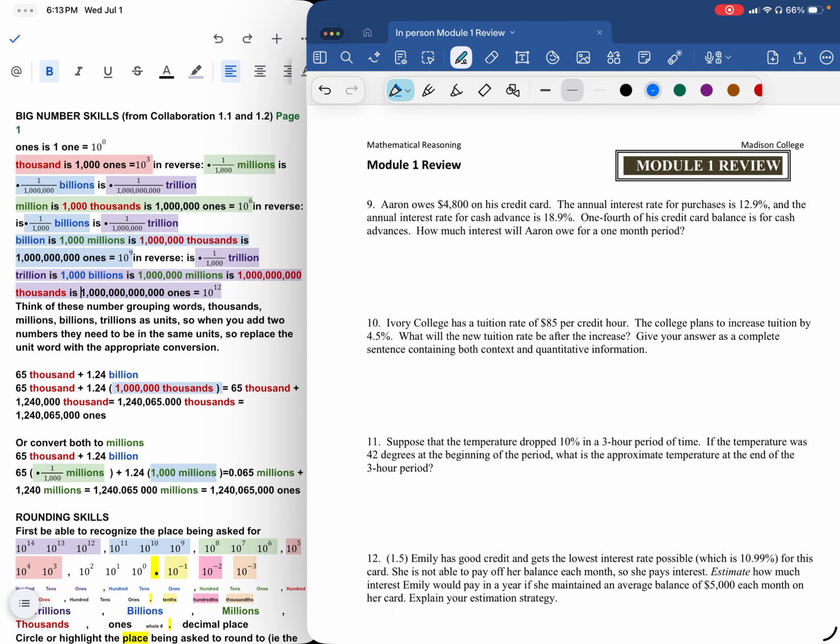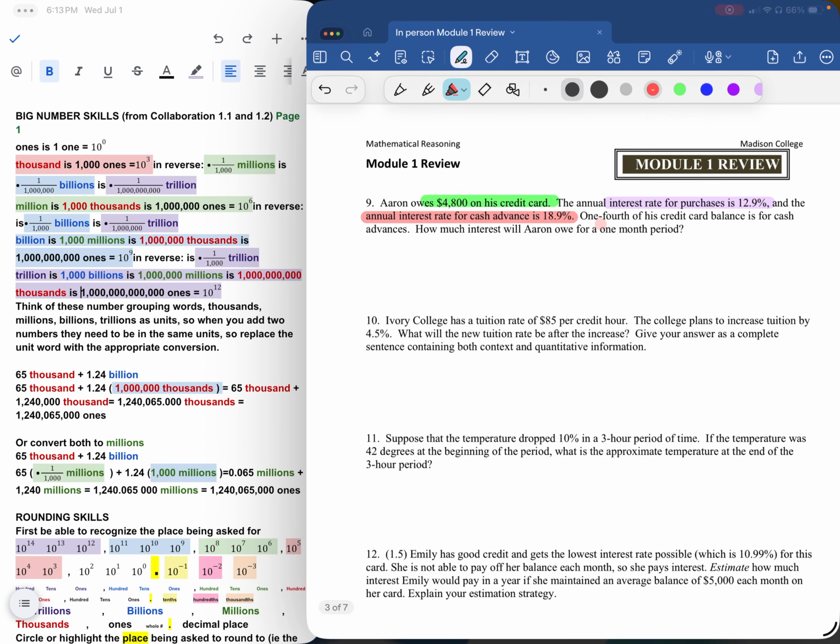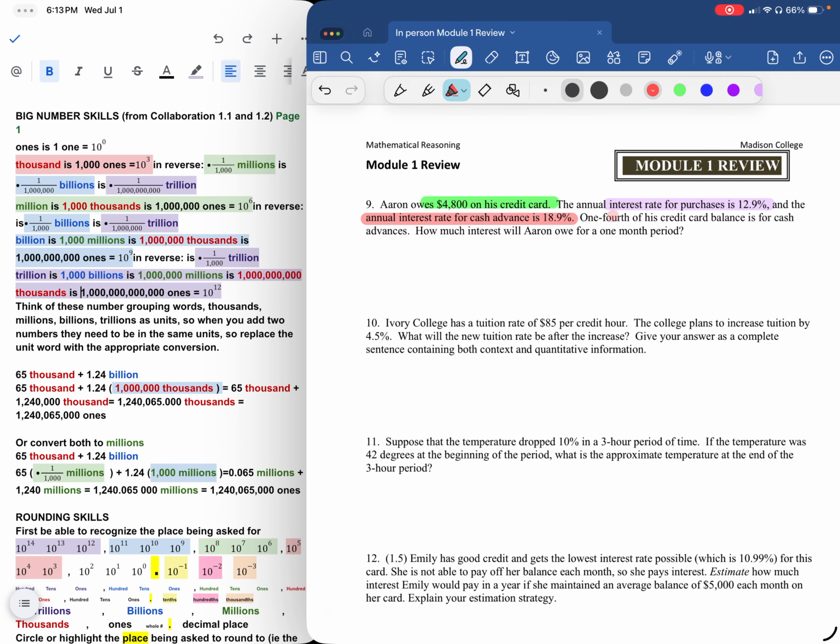Aaron owes $4,800 on his credit card. The annual interest rate on purchases is 12.9%, and the annual interest rate for cash advances is 18.9%. 1/4 of his credit card balance is for cash advances. How much interest will Aaron pay over a 1-month period?